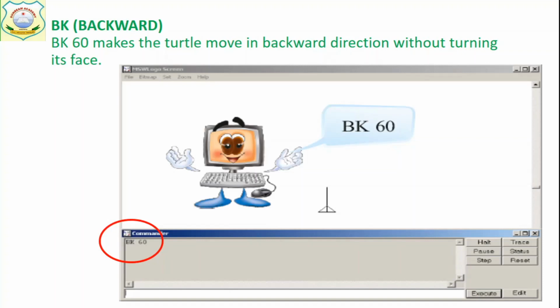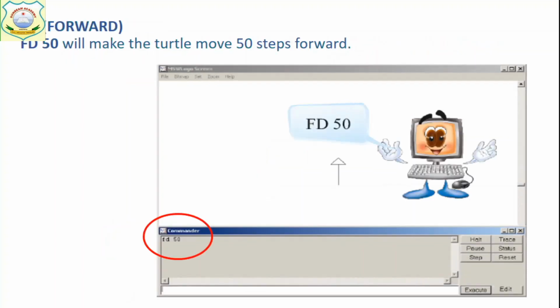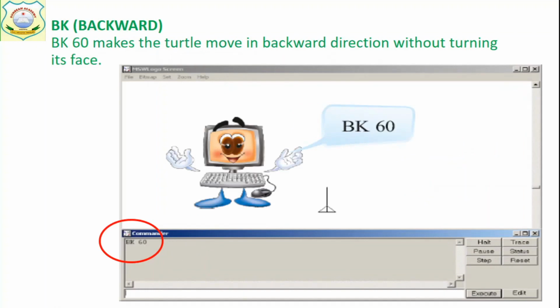What will it do? It will make the turtle move in the backward direction. In which direction? Backward direction, without turning its face. This is the important thing. See, the turtle ने अपना face नहीं change किया, उसने अपनी position change कर ली only. Okay? It changes its position only. It doesn't change its face. See, FD command moves the turtle in the forward direction, and BK command moves the turtle in the backward direction without turning its face.